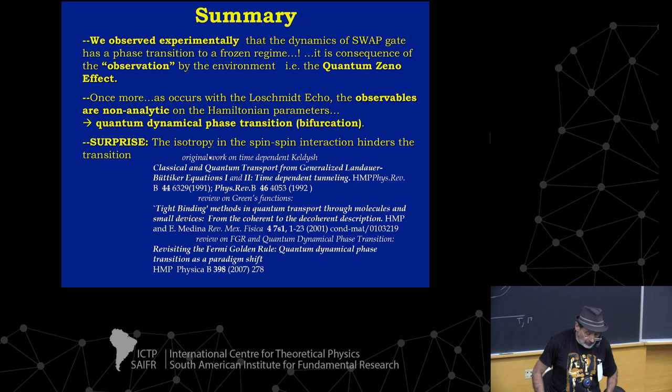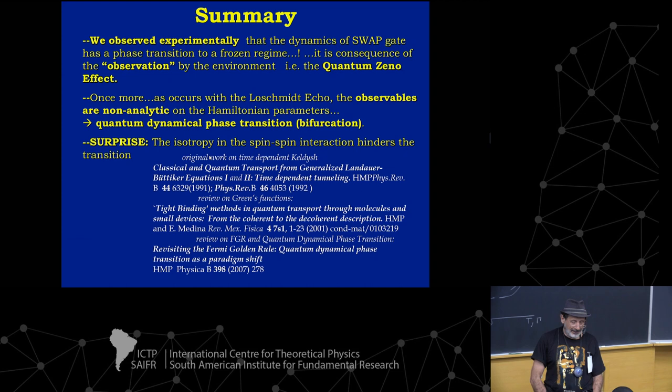We observe experimentally that the dynamics of a swap gate has a phase transition to a frozen regime, a quantum Zeno regime. This is the consequence of the observation by the environment, which produces this bifurcation, which is an exceptional point in the spectrum of the Hamiltonian and of the spectrum of the Lindbladian also. That's already in the Hamiltonian, there is the exceptional point, and there is also an exceptional point in the Lindbladian.